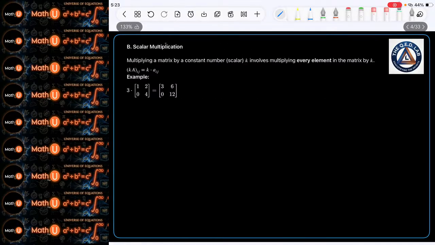Then we discuss scalar multiplication. What is scalar multiplication? Multiplying a matrix by a constant number. A constant number may be any real number except 0. Except 0, you can multiply by any real number. Multiplying by k involves multiplying every element in the matrix by k.